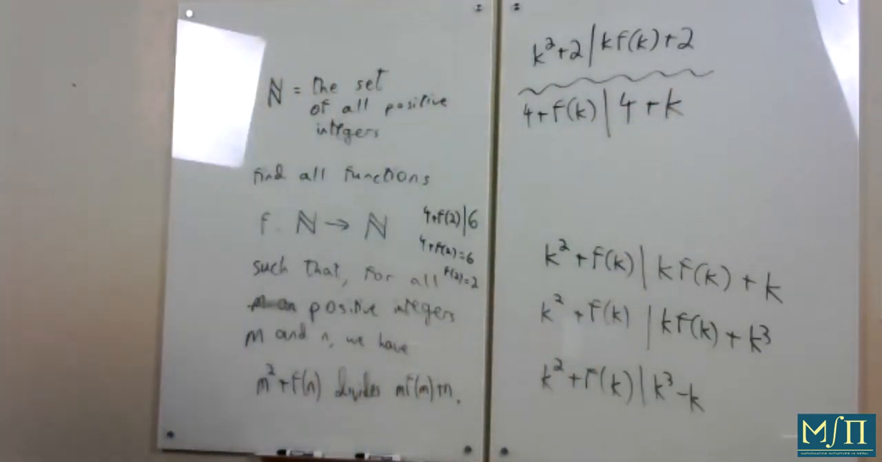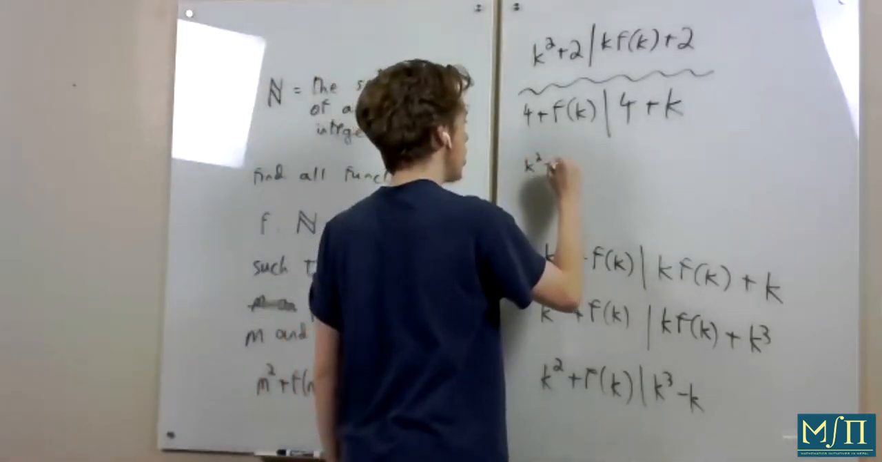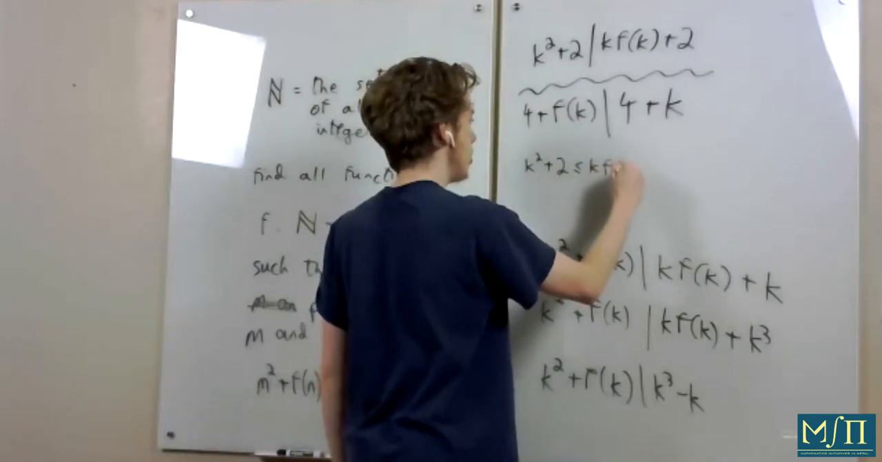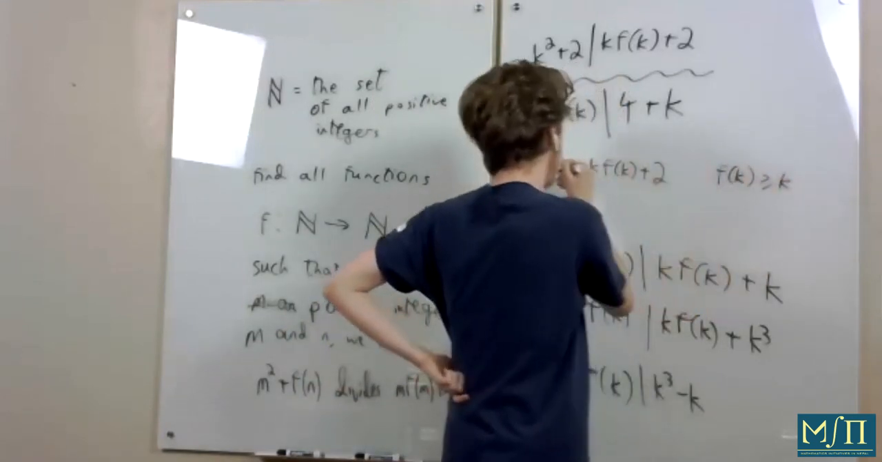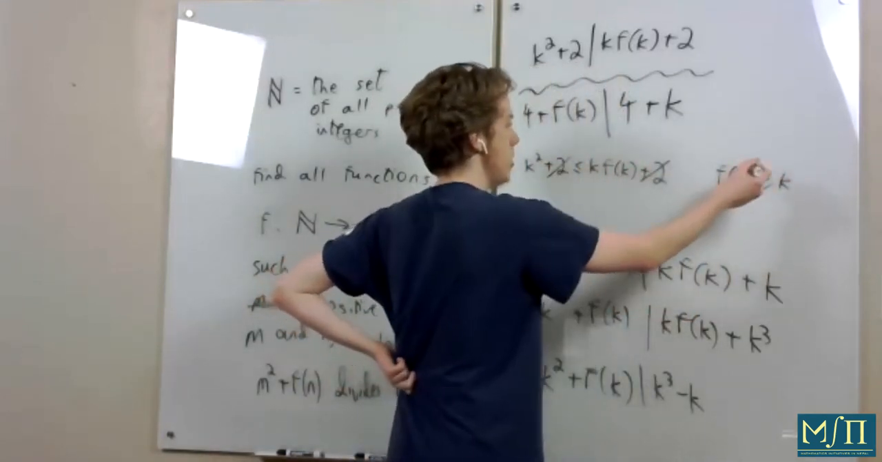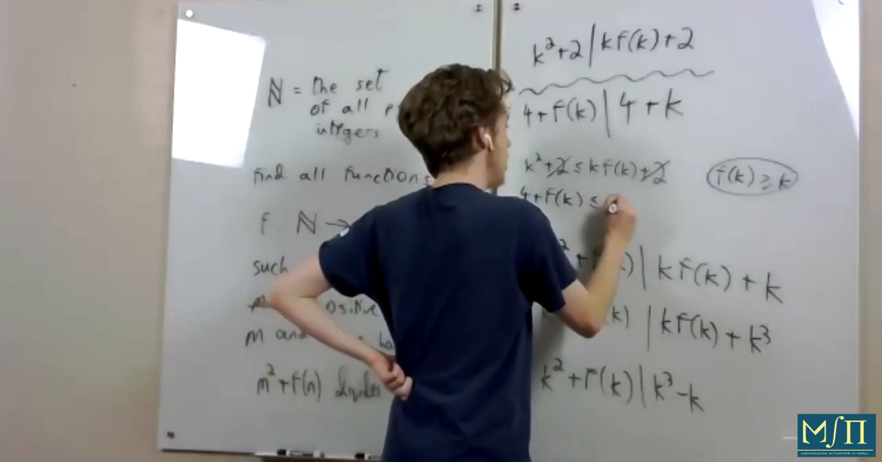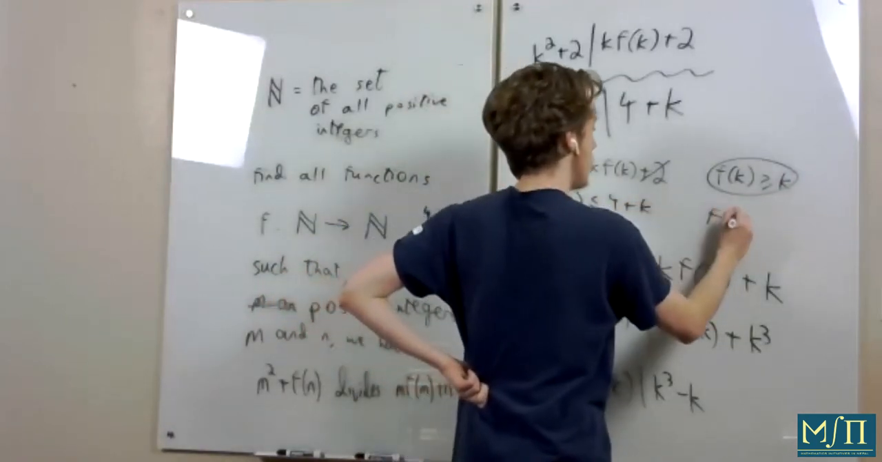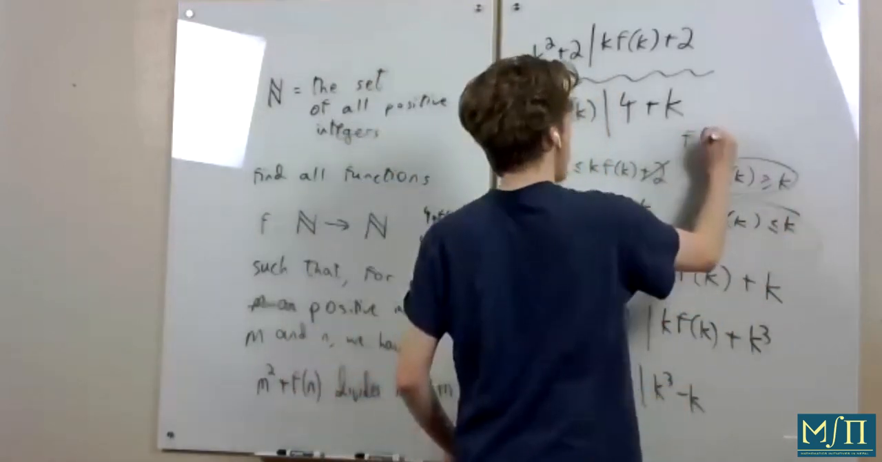And now this just gives us what we want, because we don't even have to do any big fancy number theory. All we have to do is say that any divisor of a positive integer is at most the integer. So k squared plus 2 is less than or equal to k f of k plus 2. Cancel off the 2's, divide by k, because it's a positive integer, and you get f of k is at least k. But this gives 4 plus f of k is less than or equal to 4 plus k. Subtract the 4's, you get f of k is less than or equal to k for any k. And now this gives us f of k equals k for any k.